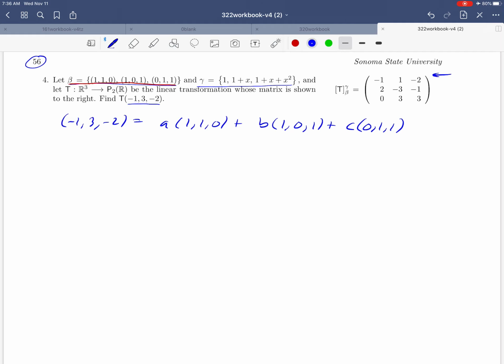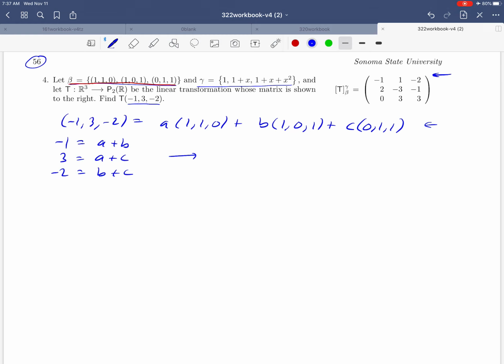This comes down to a system of equations. So if you wrote it out, it would look like -1, the first coordinate, has to look like A plus B. 3, the second coordinate, ends up being A plus C. And then -2, the third coordinate, is going to wind up being B plus C. I'm getting that just by simplifying that equation up here. And I'm trusting that this is a type of system that by now you can solve.